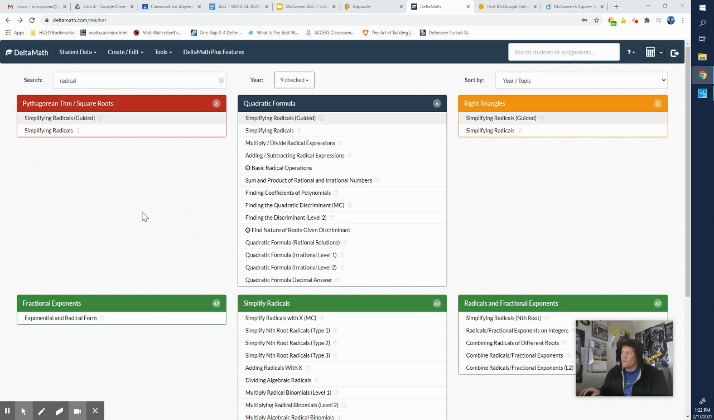Hey guys, so focusing on the radicals we've been talking about for the last couple of days, I want to get into the Delta Math assignment that goes with it, to use as a guiding place to help us understand what these radicals are even talking about. So your Delta Math assignment, you have two things. You have simplifying radicals guided, and you have just regular simplifying radicals.